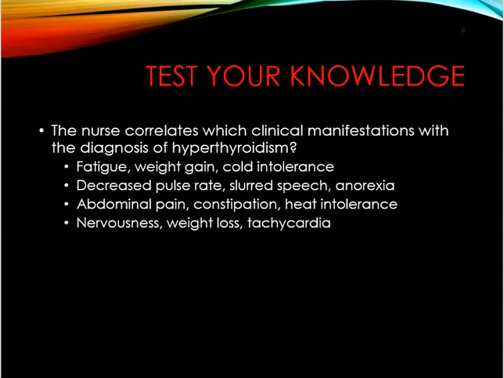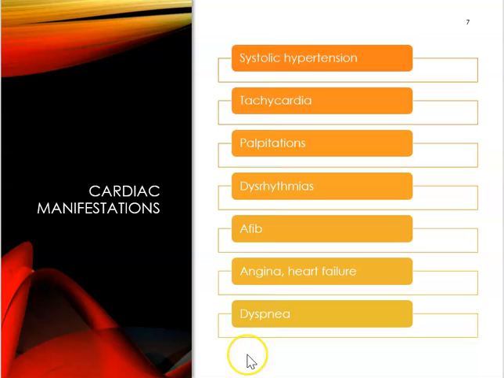You will see an increase in appetite, weight loss, although initially they can have weight gain, hyperactive bowel sounds, diarrhea, heat intolerance, insomnia, palpitations, and increased sweating. The skin is smooth, warm, and fine hair, including on their eyebrows and their underarms. There are many manifestations. So for cardiac, we see systolic hypertension, tachycardia, palpitations, dysrhythmias, AFib, angina and heart failure, and dyspnea. They're going to be short of breath.